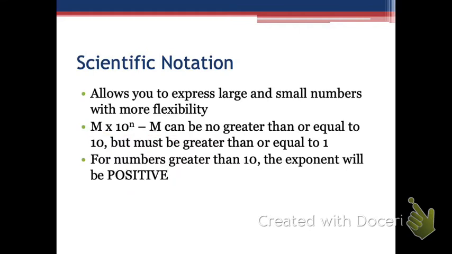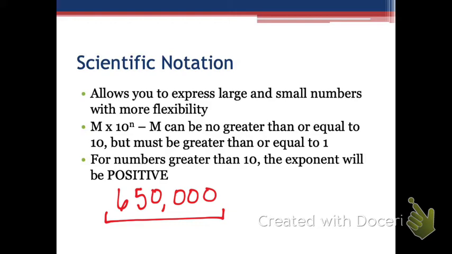For my numbers that are greater than 10, when I put them into scientific notation, my exponent's going to be positive. Some people like to memorize, if I move the decimal left or if I move the decimal right, here's what's happened to my exponent. I don't love to memorize it that way. What I'll show you is this. Let's say I wanted to express the number 650,000 in scientific notation. Is this number that I'm trying to express greater than 10? Yes, so the exponent that I use for my scientific notation will have to be positive.